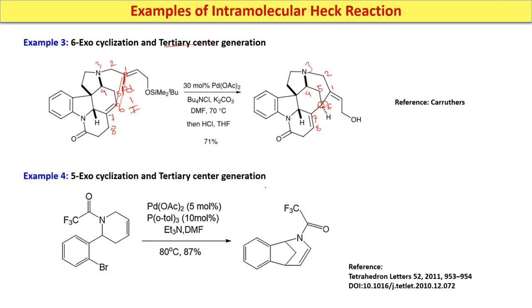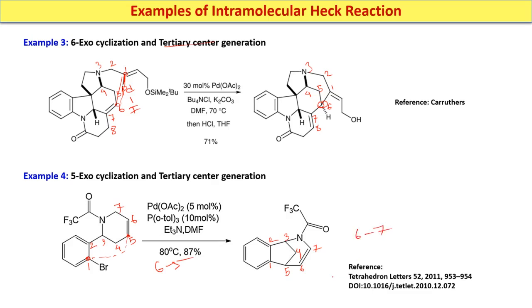In the next example, here we have this carbon-bromine bond that we can easily recognize. If we put numbering 1, 2, 3, 4, 5, 6, 7, here 5-exo cyclization will take place. That means 1 and 5 will be the connection point. And if I do the numbering in the product, it will be 1, 2, 3, 4, 5, 6, 7. You can see the original C=C double bond position is at 5, 6, but now it is ending up at the 6, 7 position.